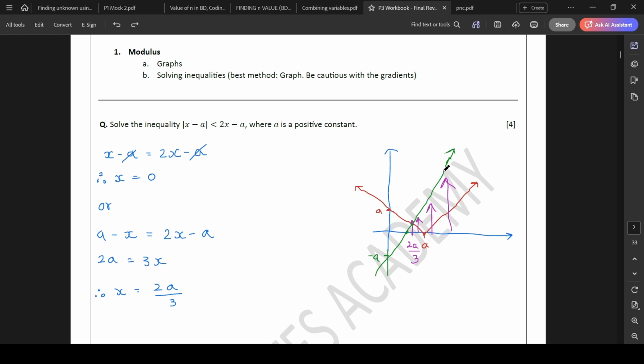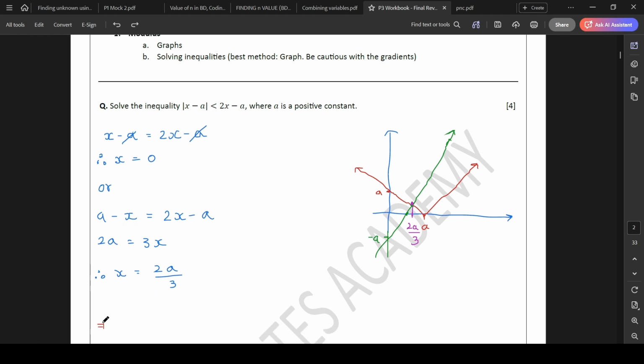I can also say this over here. My y value on the line is greater as compared to the modulus. What is happening at 2a by 3? At 2a by 3, both the y values are equal. So what is the inequality sign that I'm going to place? I'm going to say that my final solution over here is going to be x greater than 2a by 3.